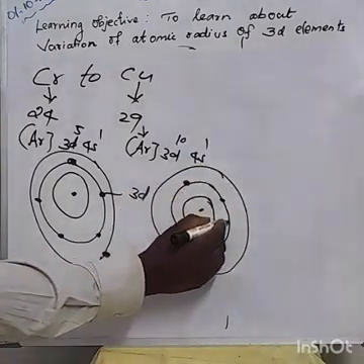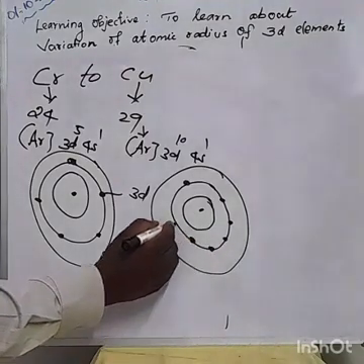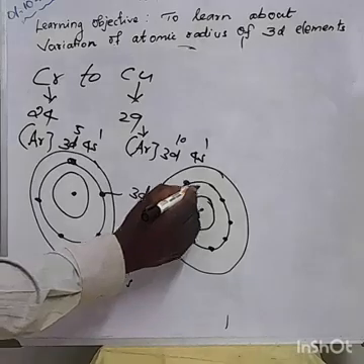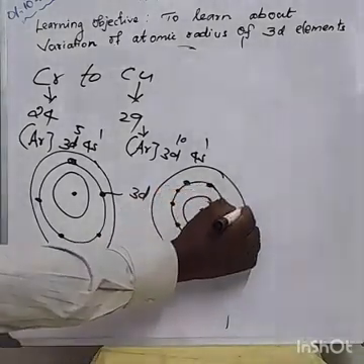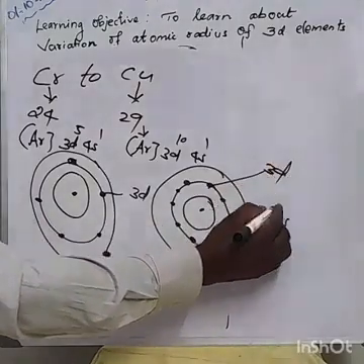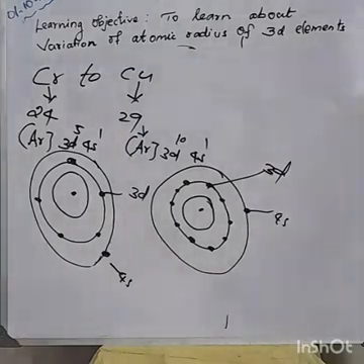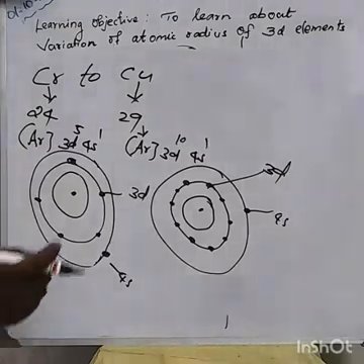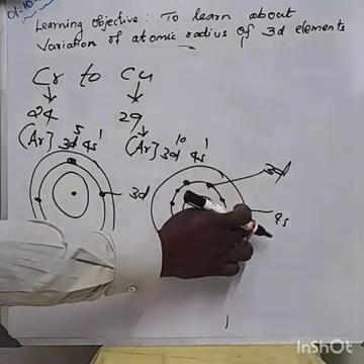One, two, three, four, five, six, seven, eight, nine, ten. And 4s. This is the 3d. This is the 4s. Here two forces are forming. For example, this is the 3d orbital. This is the 4s orbital.